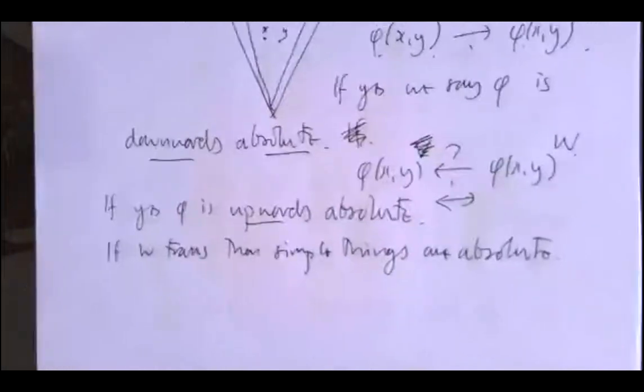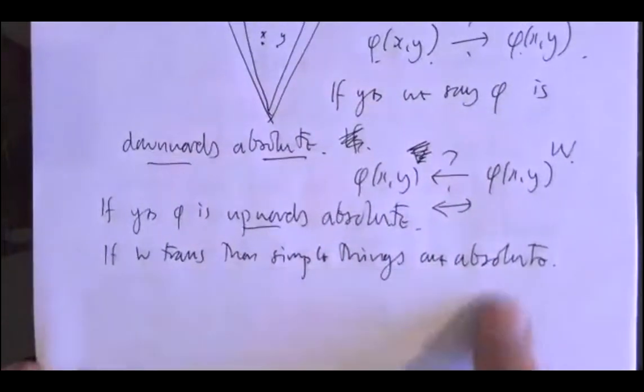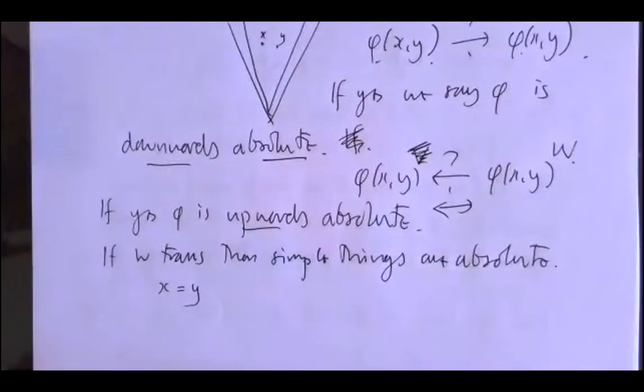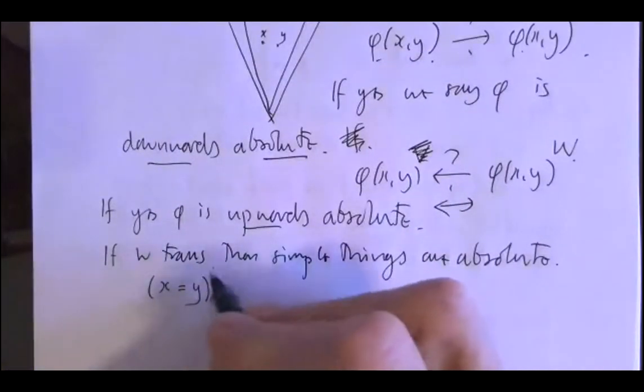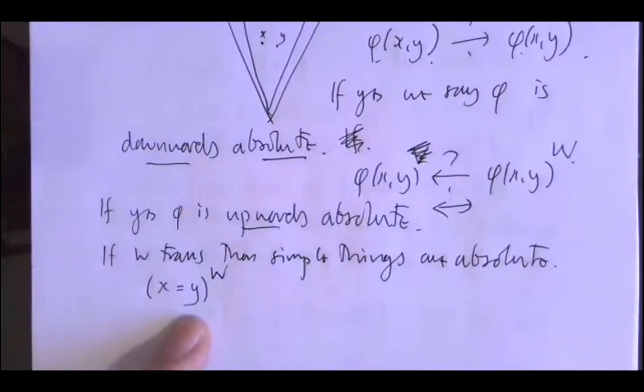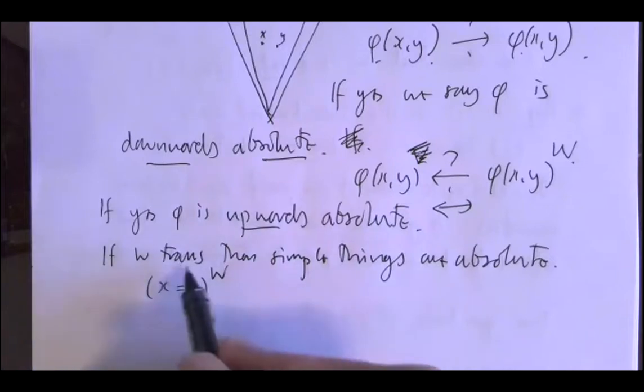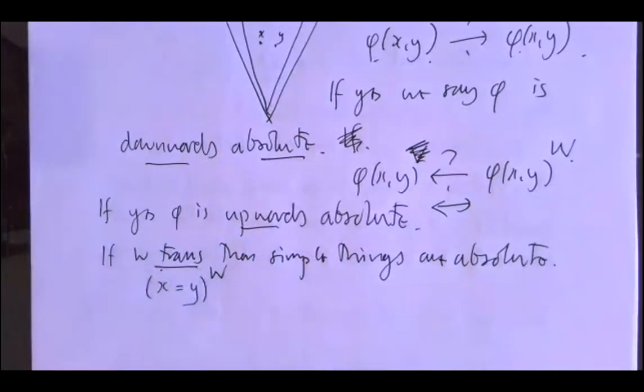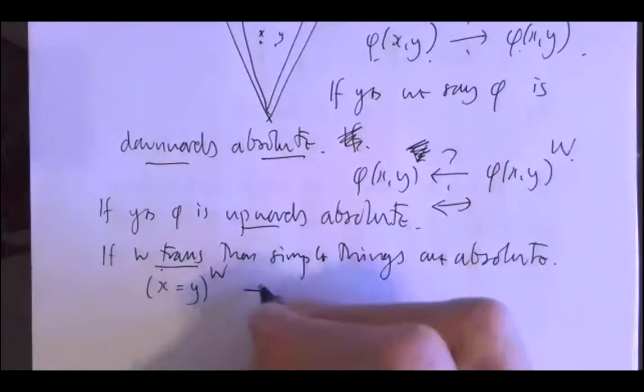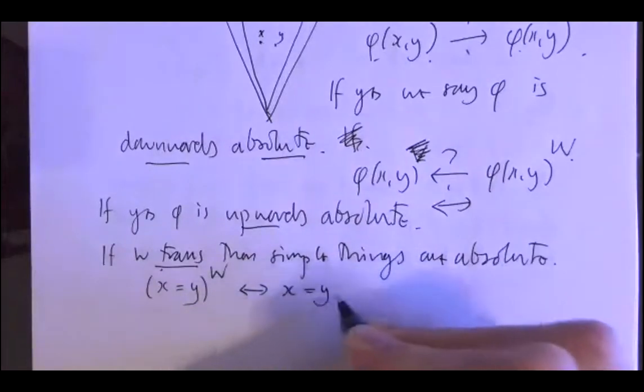Right? Sorry, that says if W is transitive, then simple things are absolute. For example, X equals Y. If W thinks X equals Y, they really do equal each other, because X is a subset of W and Y is a subset of W, because we specified W transitive. So W knows all the epsilon information about these gadgets, so W can tell whether they are equal or not.